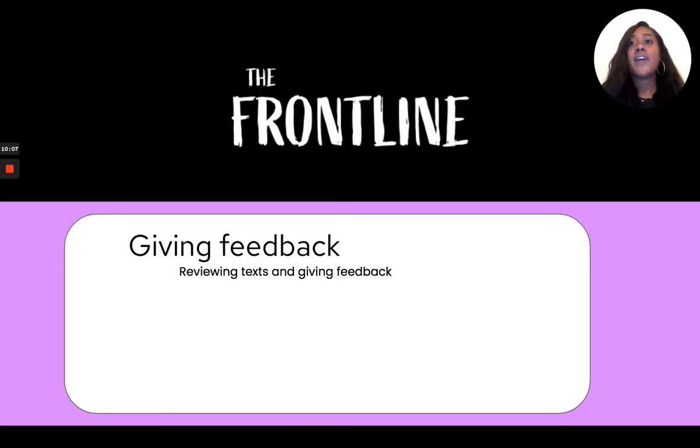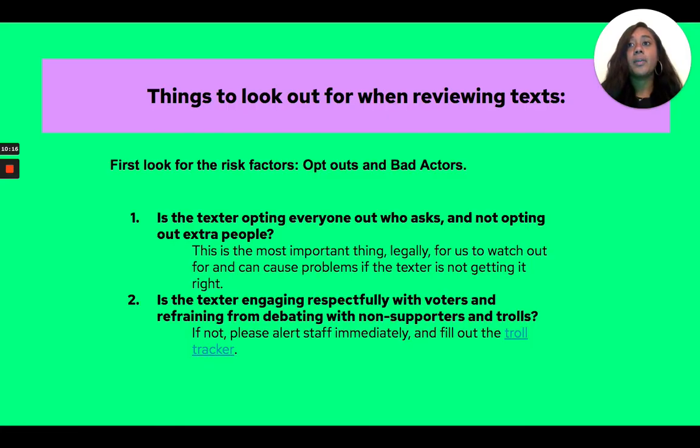Now that we've got the technical part down, let's go over what we're looking for and how to leave feedback. This is also covered in the written guide. The first thing to look for when reviewing text is the risk factors. Are texters opting out people appropriately? Opt-outs are super important. Everyone who asks to be removed from the list must be.